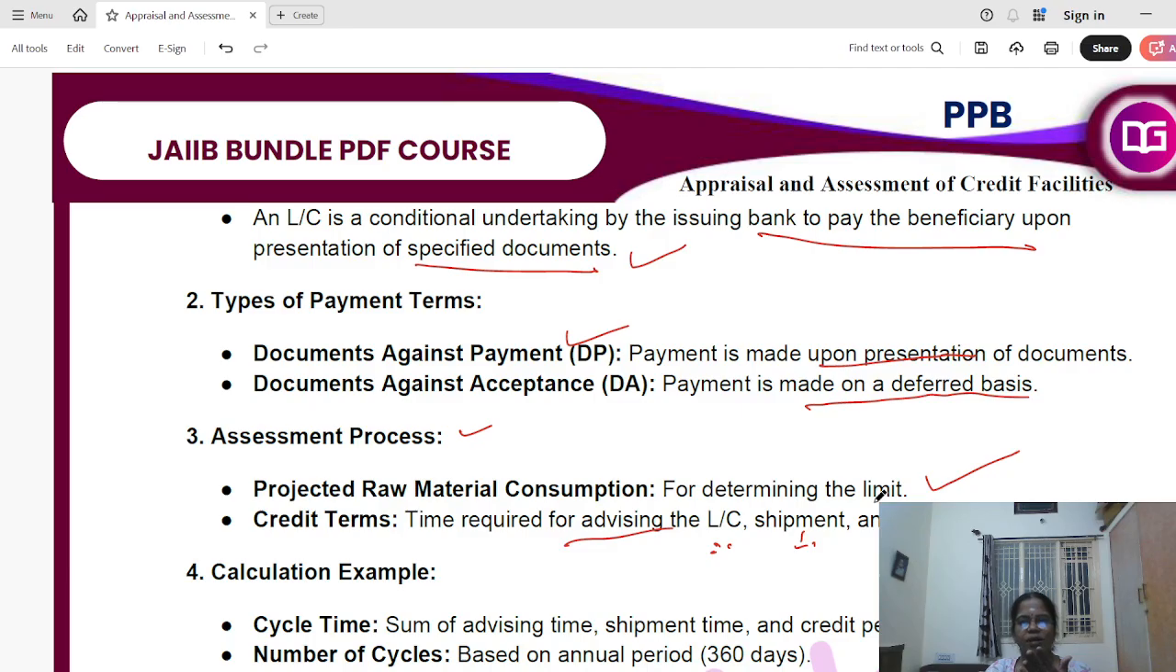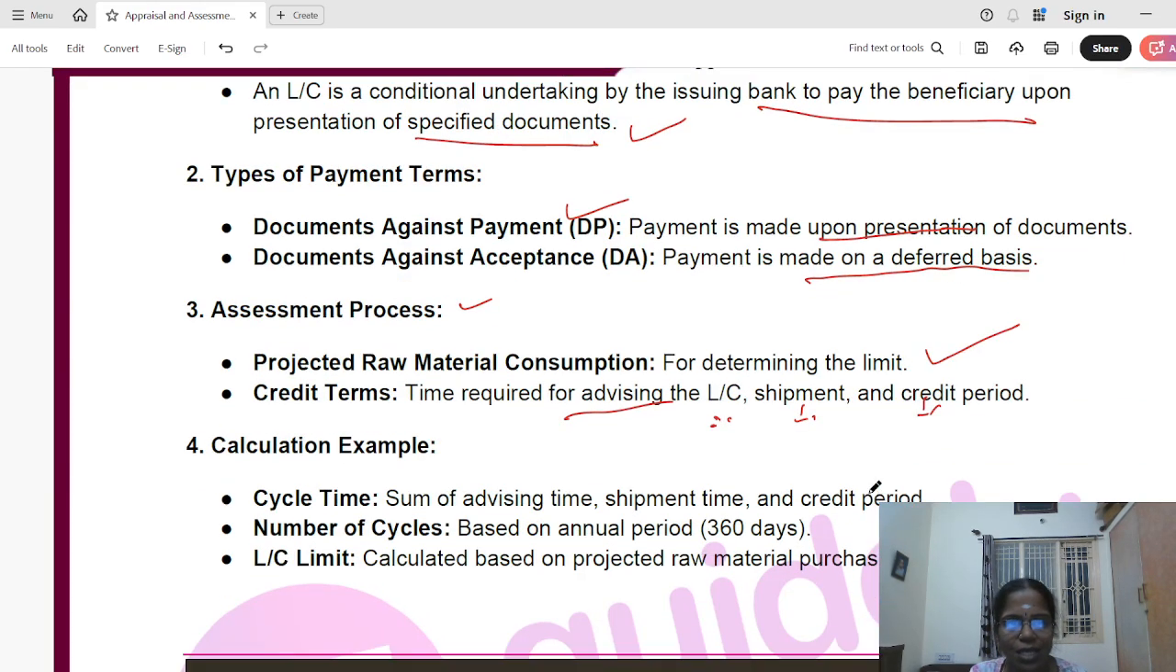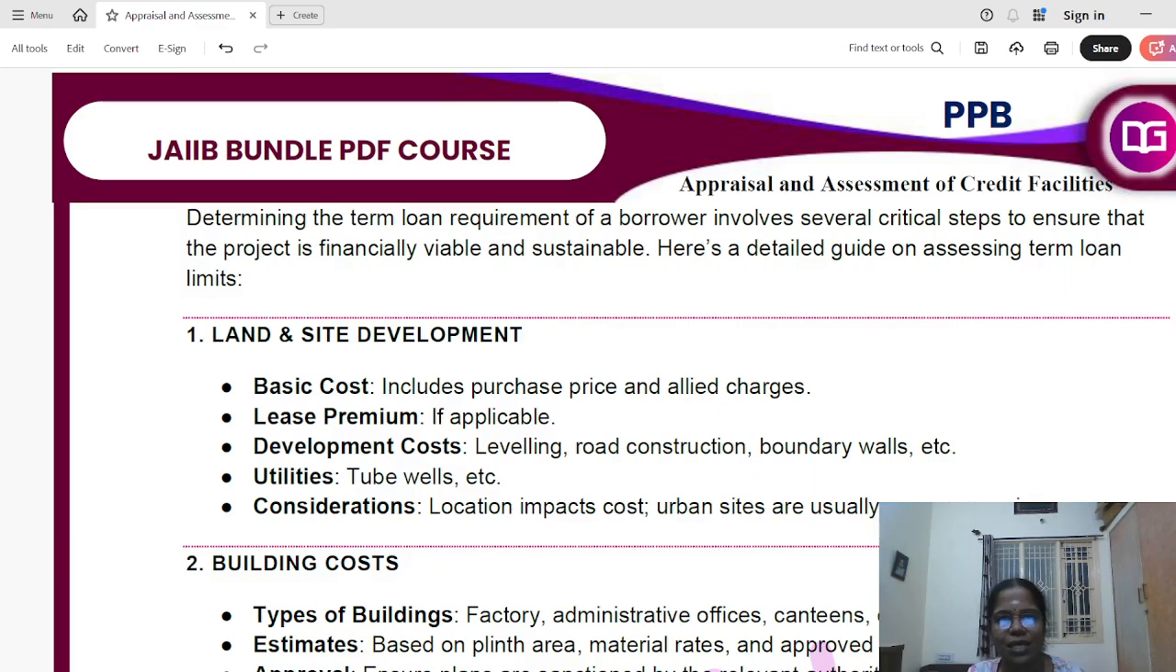For the value of the asset for which they give the guarantee, the bank takes a percentage as banking commission. That is the bank's income. The bank does not give any funds, but their word, their promise, makes the other people satisfied. Calculation example: cycle time is the sum of advising time, shipment time and credit period. These three will be taken into account: advising time, shipment time, credit period. Number of cycles: annual period of 360 days. The letter of credit limit is calculated based on the projected raw material purchase and credit terms, according to whatever credit terms exist between the two parties.